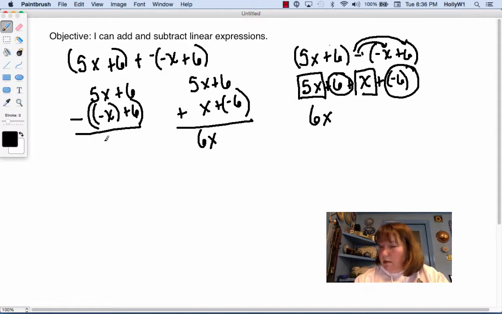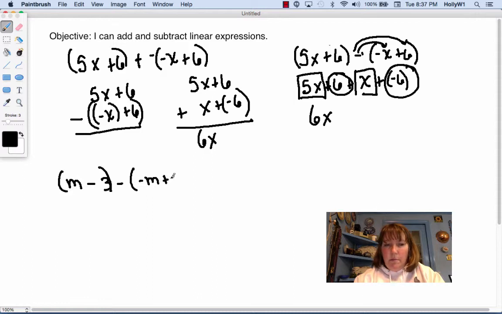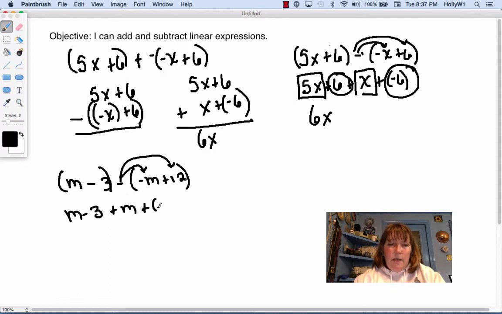Okay, let's try some examples on your own. We're going to say m subtract 3, subtract negative m plus 12. Well, let's do it linearly. So m minus 3. I'm going to distribute this negative sign onto everything inside of the parentheses. So negative times a negative m is a positive m. Negative times a 12 is a negative 12. So let's gather our like terms.